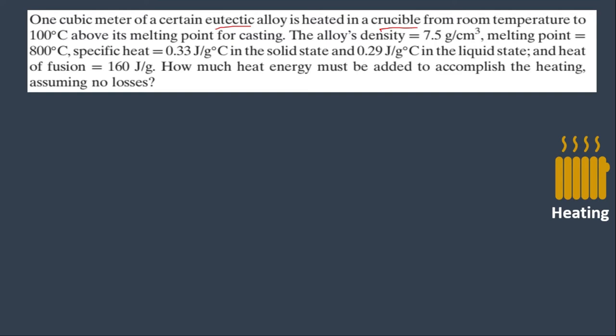So here we have, as we know, our expression that was equal to rho V into solid state Tm minus T naught plus HF plus Cl, that is Tp minus Tm. End of expression. So it says we have the density of 7.5 gram per centimeter cube, so we can write 7.5 into 10 exponent 6 into, and it's 1 cubic meter, so you can write the volume as 1, because it's 1 cubic meter of our material.